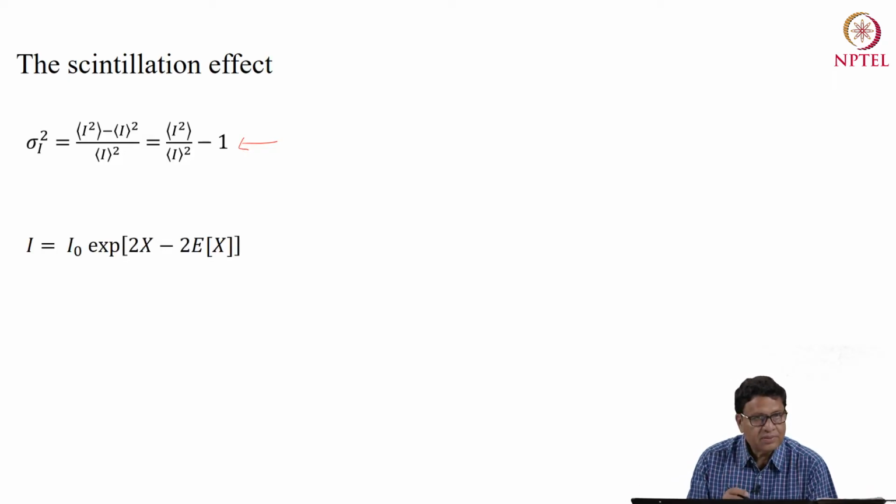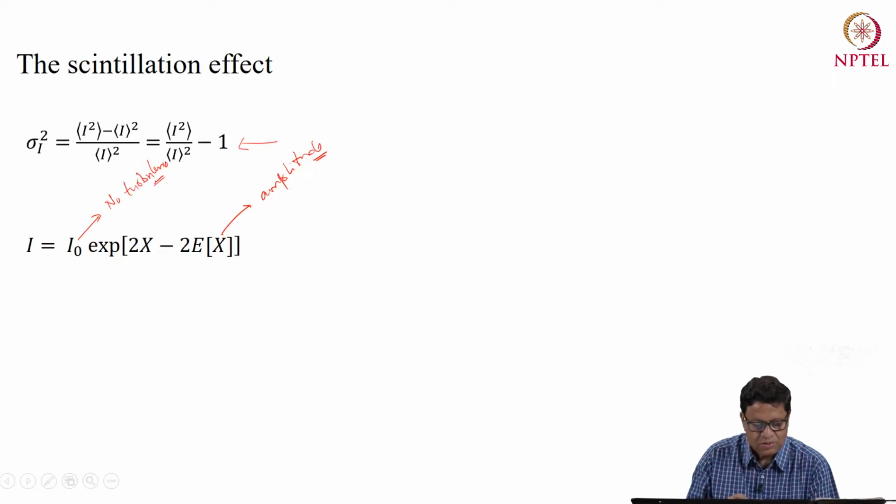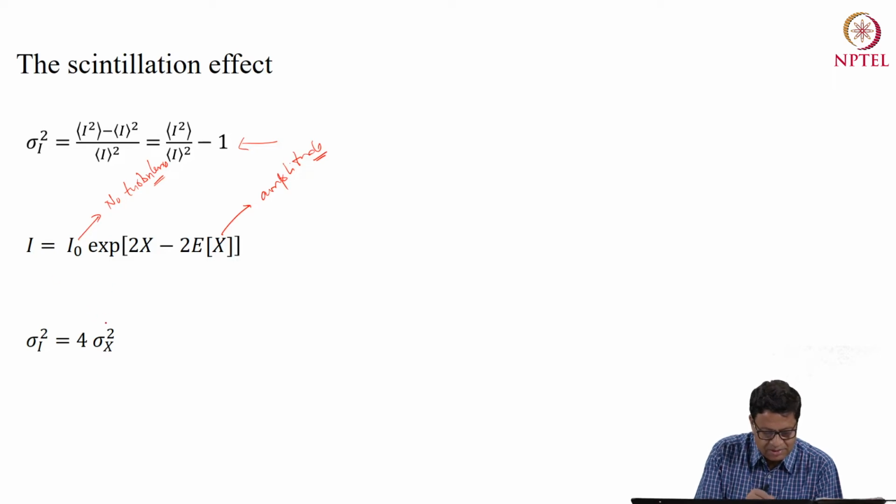And if you see, the intensity or the irradiance is defined by I, and X is the amplitude, and I0 is the intensity when there is no turbulence. So I will be defined as I0 exponential of 2 times x minus expected value of x, where x is the amplitude. And if I want to see the effect of scintillation index, that is sigma I square, that is because of the change in the amplitude, or the variance in the amplitude, they are related by sigma I square is equal to 4 sigma x square.